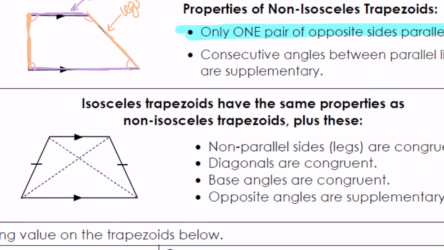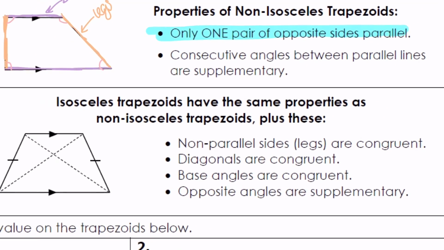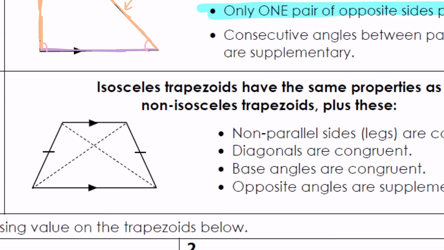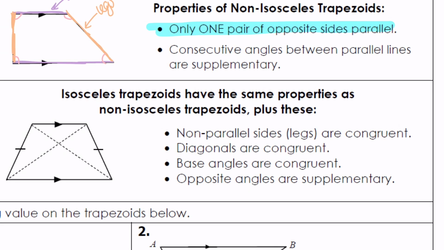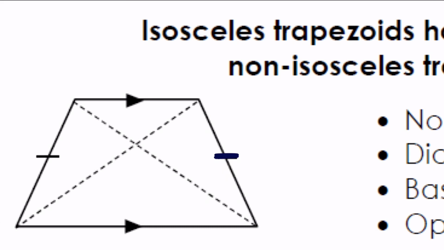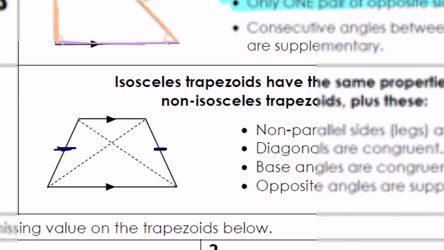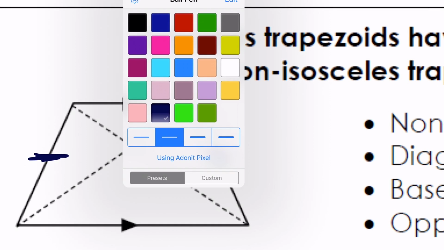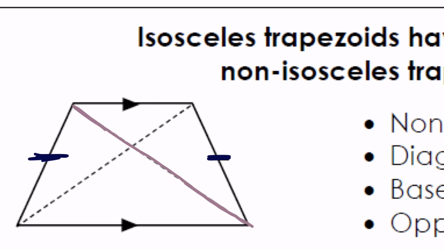Isosceles trapezoids have the same properties as non-isosceles trapezoids. So same thing, only one pair of opposite sides is parallel, and consecutive angles between the parallel lines are supplementary, so these two add up to 180. They also have these properties. The non-parallel sides, so the legs, are congruent. This is one leg, this is another leg. Those are congruent. Also, the diagonals are congruent. So here's one of my diagonals, and here's the other diagonal. Those are also congruent.